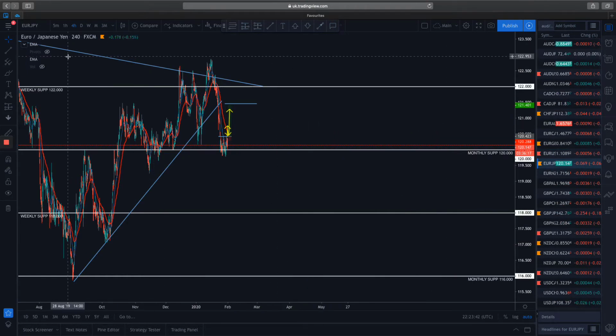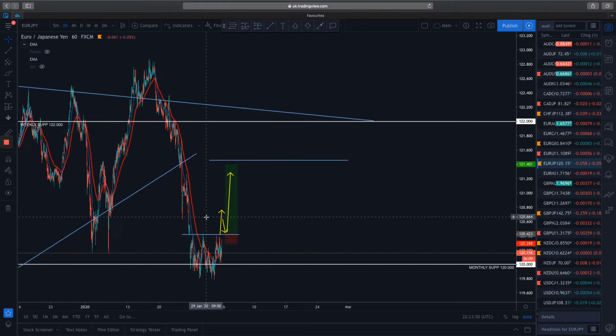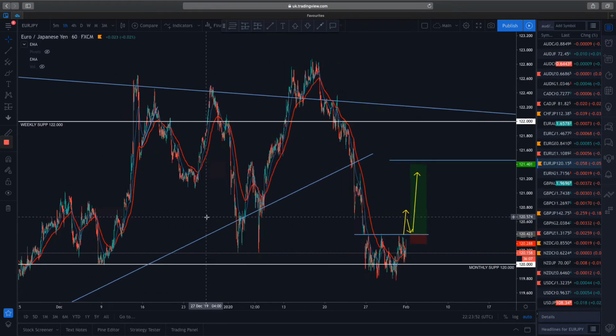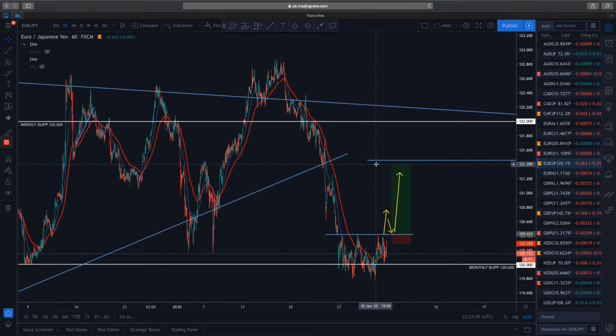Euro yen, do find it of interest. However, because both currencies have been really strong last week, we can see we just saw ranging. So I'm looking for a break and retest of this level before taking it long.